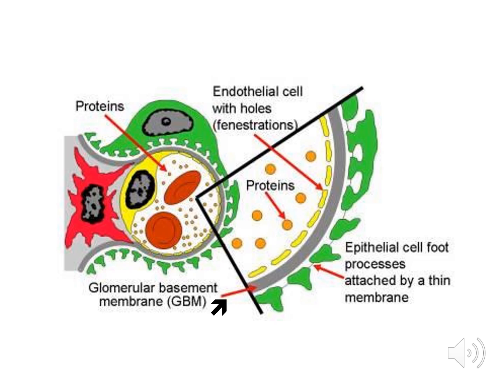Now, usually things like red blood cells and plasma proteins like albumin are too big to go through the basement membrane. So that's why you usually don't find those things in the urine.